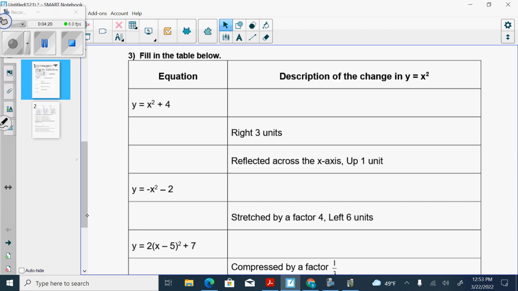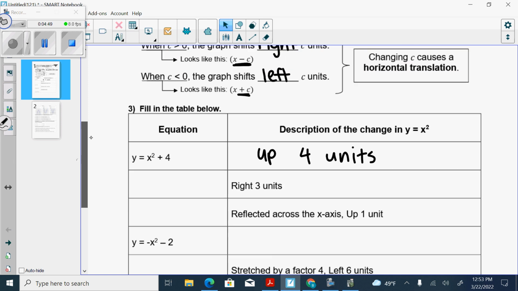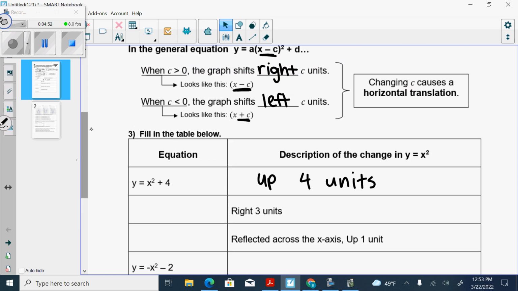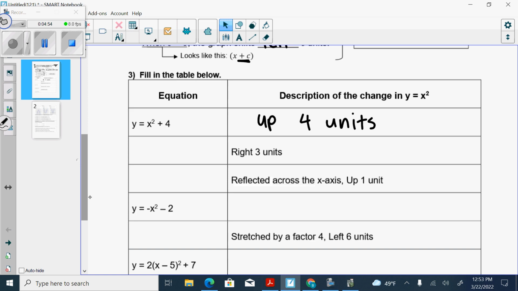So this equation has a plus 4 on the end. What does a plus 4 on the end do? Shifts up. Very good. So this goes up how many units? 4. Very good. Okay? Here they described what was happening. They want us to write the equation. So this time it says it shifts right 3 units. Well, where does left and right go? What does that look like in the equation? In the parentheses. Very good.